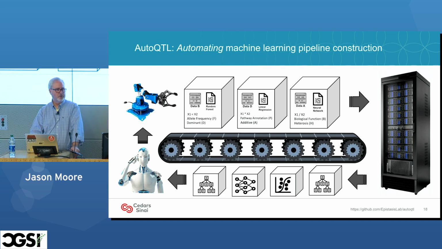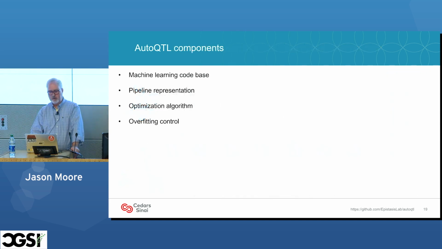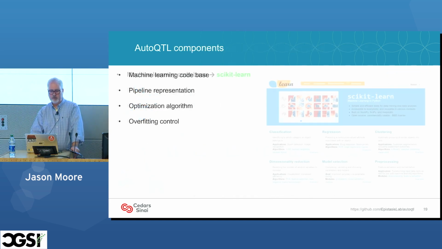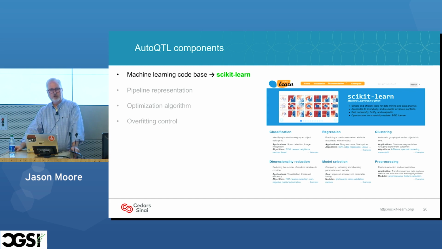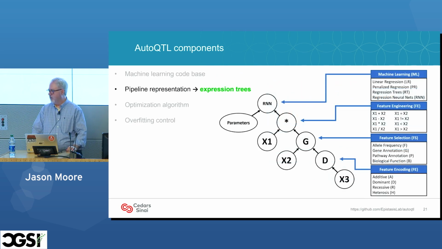So this is conceptually how AutoQTL works. Let me just step through the basic components. The first thing we need is a machine learning code base. We use the scikit-learn library for this, which, if you're not familiar, is one of the most commonly used open source Python-based libraries. It does pretty much everything in machine learning that you want it to do, except maybe deep learning. So we use this as our code base. When we need a machine learning algorithm, it pulls from this library and executes it.